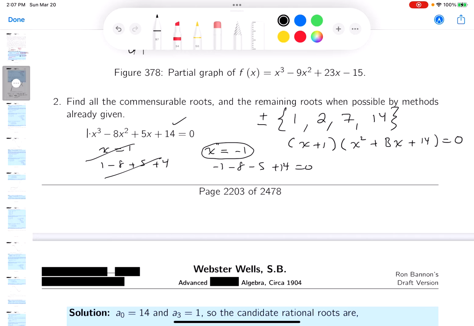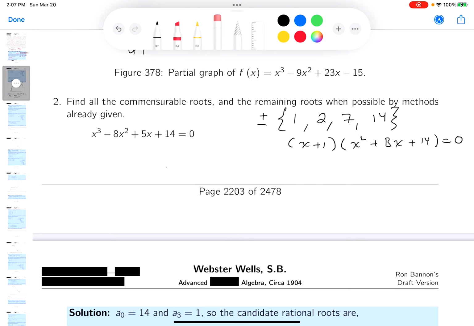So let me erase. I'm going to erase this chicken scratch over here. I don't need it anymore. And I'm going to make some attempt to find out what the b is. And simple multiplication is really not a bad multiplication. You're going to get x cubed, and then you're going to get bx squared. By the way, you're also going to get another x squared in the multiplication. Let's keep going. So, x times x squared is x cubed, then bx squared, then 14x.